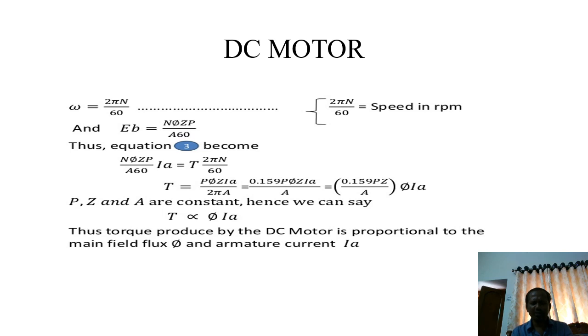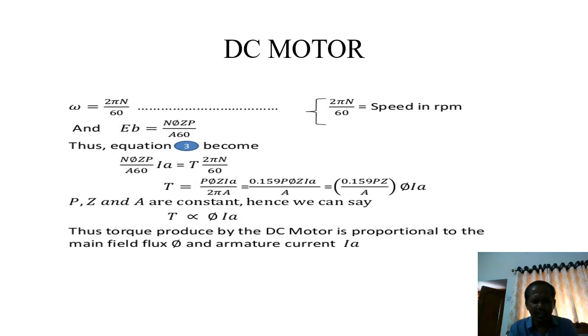Separate the parameters. Now you can write the equation as 0.159 P phi Z Ia divided by A, or 0.159 P Z by A into phi Ia. This is the equation for torque.